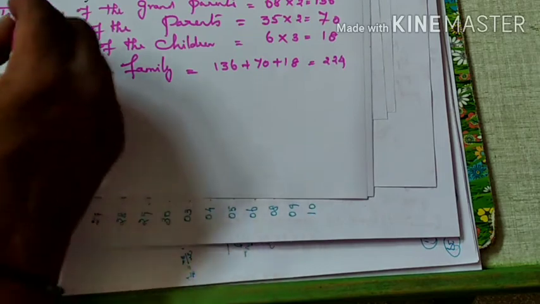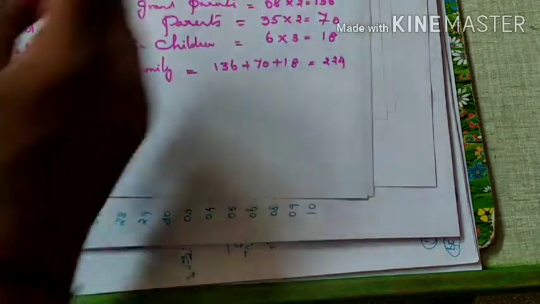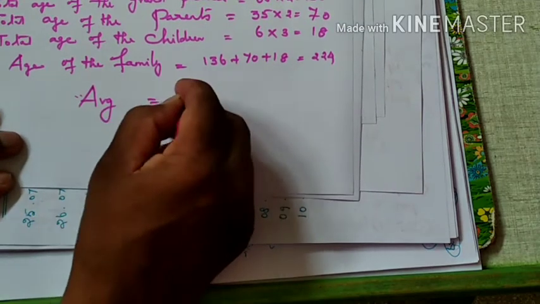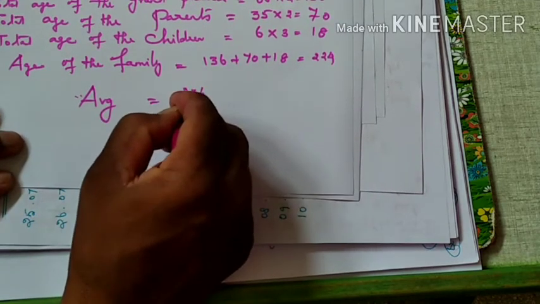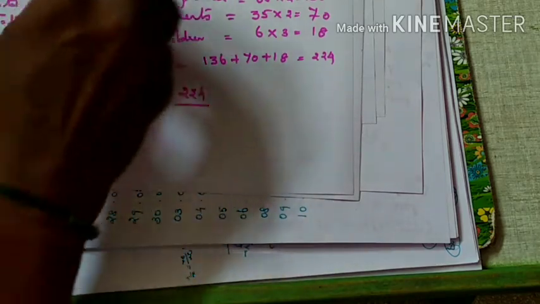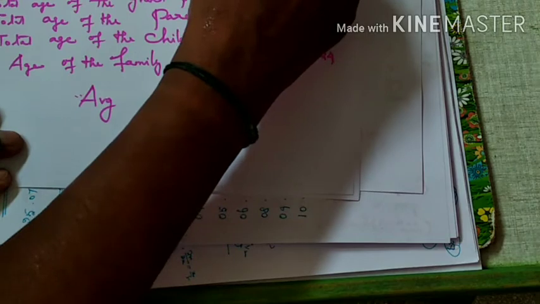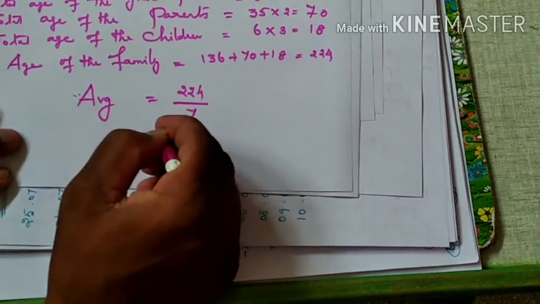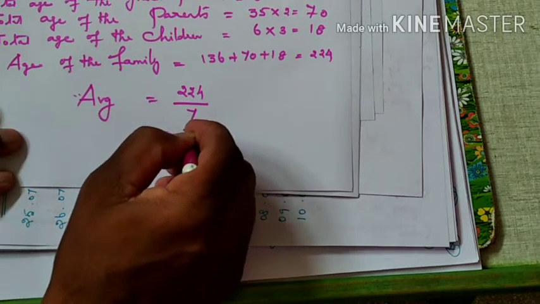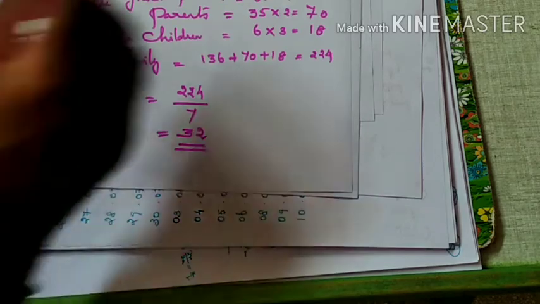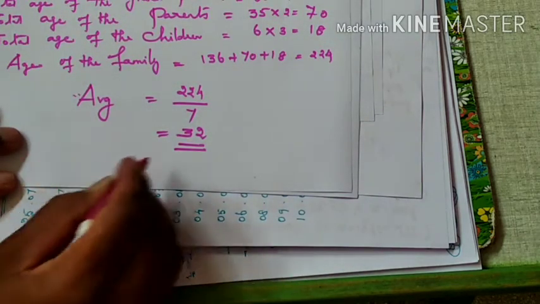Now we are going to find what they are asking, the average. Therefore, the average becomes 224 divided by how many members are there in the family? 2 grandparents, 2 parents, 3 children. Therefore it comes to 7. Therefore, the average will come to 32. Therefore, the average age of the family is 32. Now, next question.